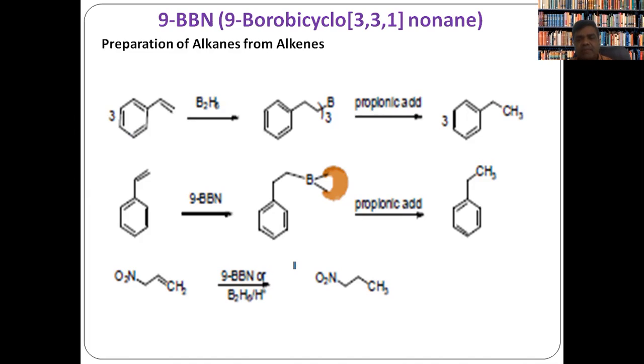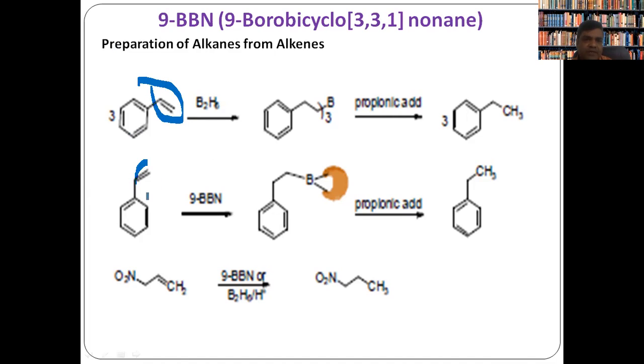But this 9-BBN or other derivatives of the borane, like hexyl borane or any other variety of boranes, like disiamyl borane, these are selective. So selectivity is a very important aspect. Means out of multiple functional groups, if you want to reduce or to act, or in general you have to carry out the reaction on one functional group keeping the other as it is, then selectivity is a very important aspect. So first see the applications of this. Here see, this is an alkene moiety.